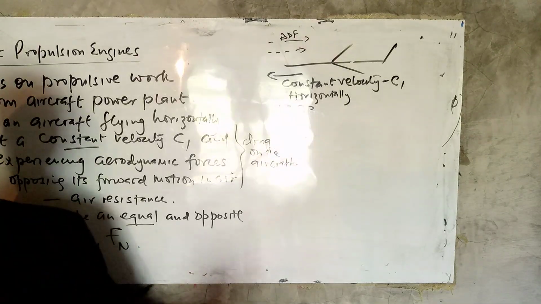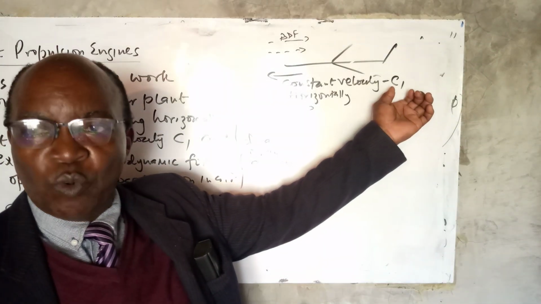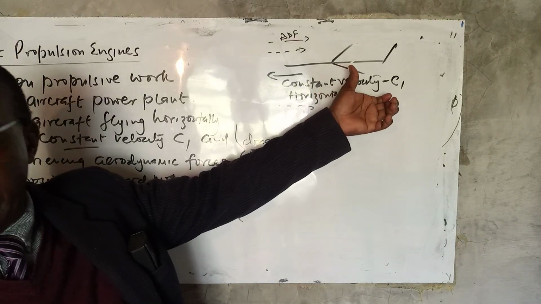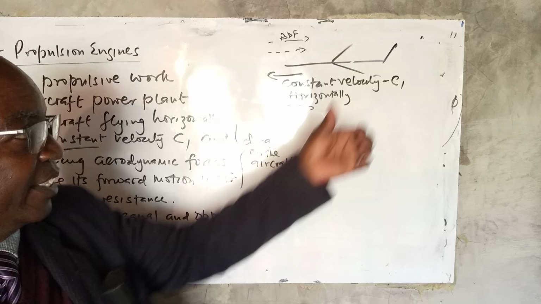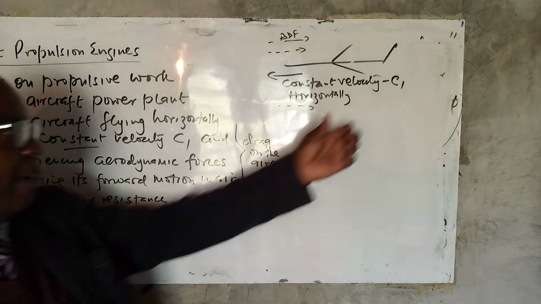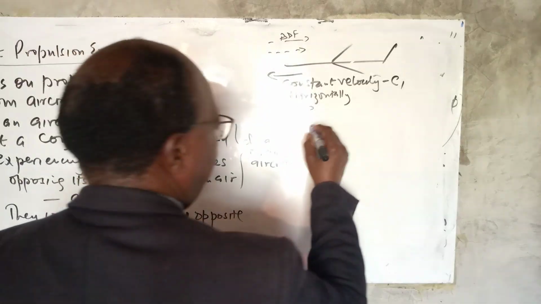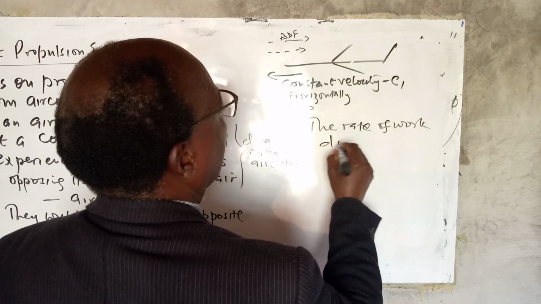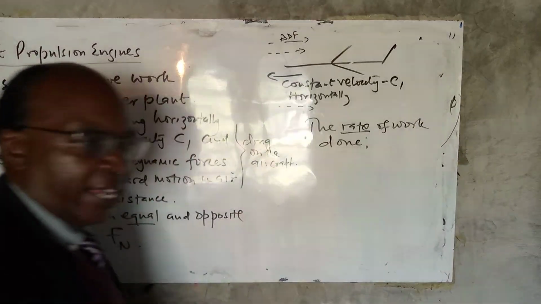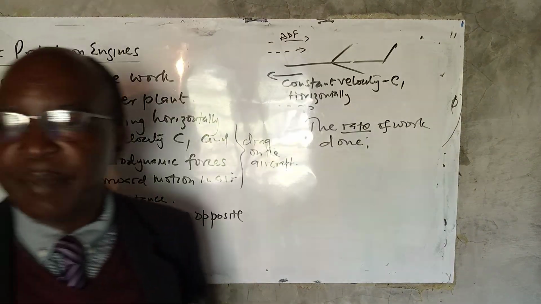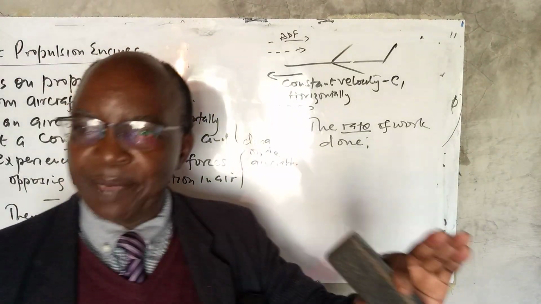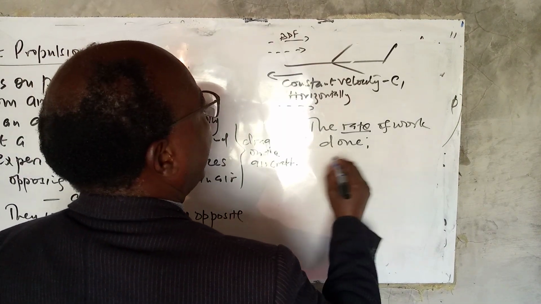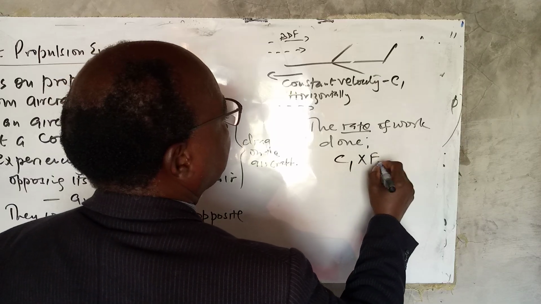So since this aircraft is moving at a constant velocity C1 and the thrust is Fn, then the rate of work done is simply the product of this thrust times the velocity. The rate of work done, and I underline the word rate. As I've always mentioned in all the lectures, anytime you see the word rate, time is there. So the rate of work done will be C1 times Fn.